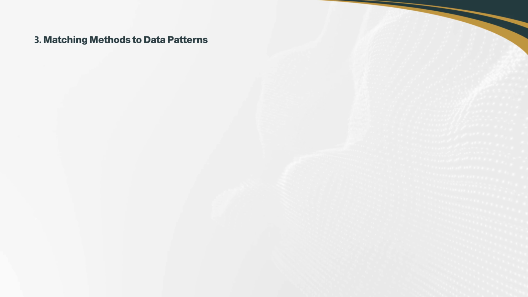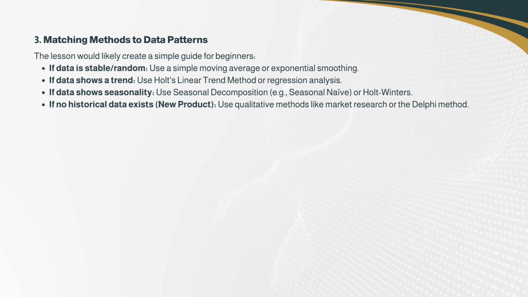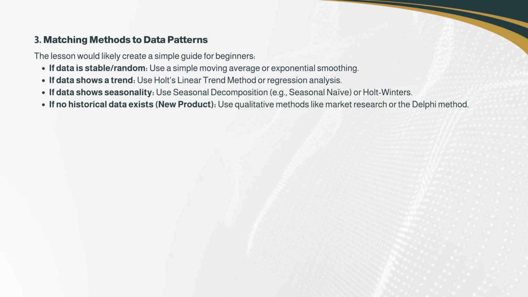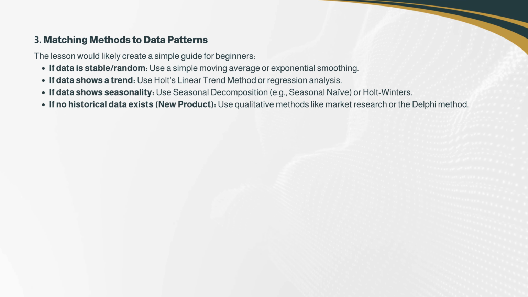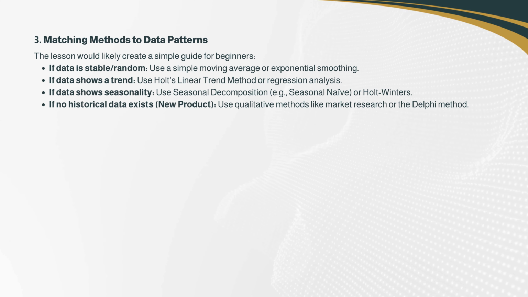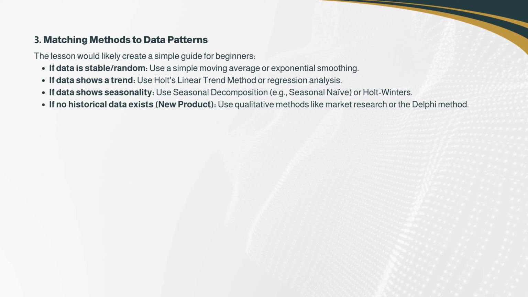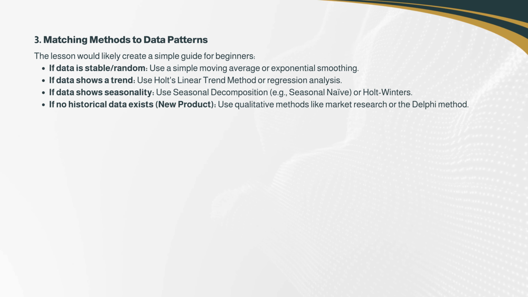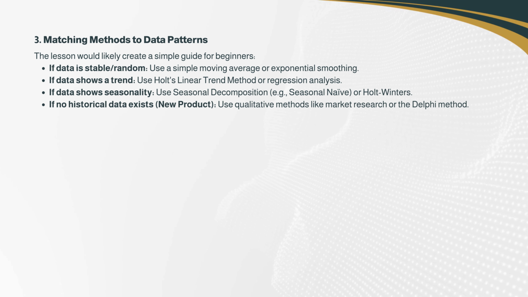3. Matching methods to data patterns. The lesson would likely create a simple guide for beginners. If data is stable, random, use a simple moving average or exponential smoothing. If data shows a trend, use Holt's linear trend method or regression analysis. If data shows seasonality, use seasonal decomposition, e.g., seasonal naive, or Holt Winters. If no historical data exists, new product, use qualitative methods like market research or the Delphi method.